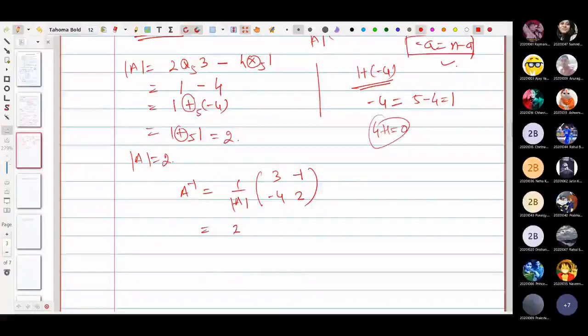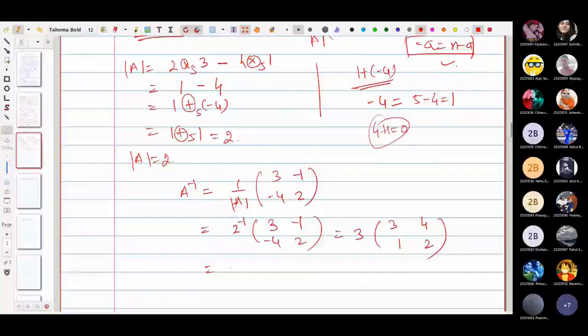So this is equal to 1 upon the determinant of A. It means they are talking about the inverse of 2. Fine. 1 by 2 means 2 inverse. We have 3 minus 1, then minus 4 and 2. And in Z5, 2 inverse is what? 3. Yes, 2 inverse is 3. So we have 3. And minus 1 in Z5, what can we write? 4, 5 minus 1, that is 4. And this is 1 and this is 2.